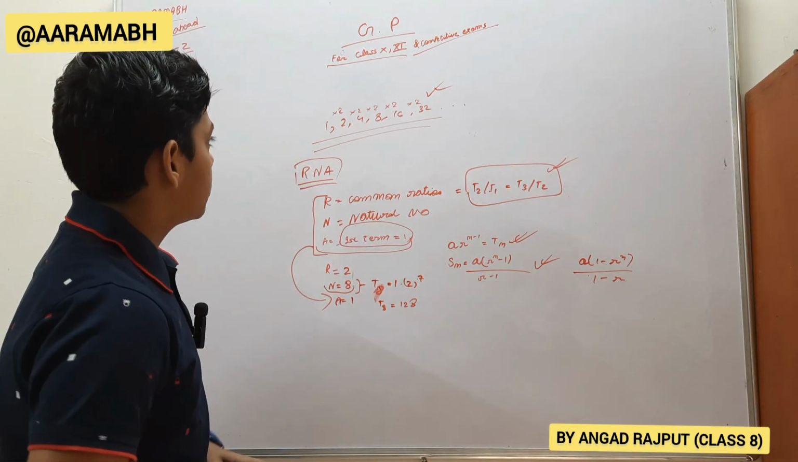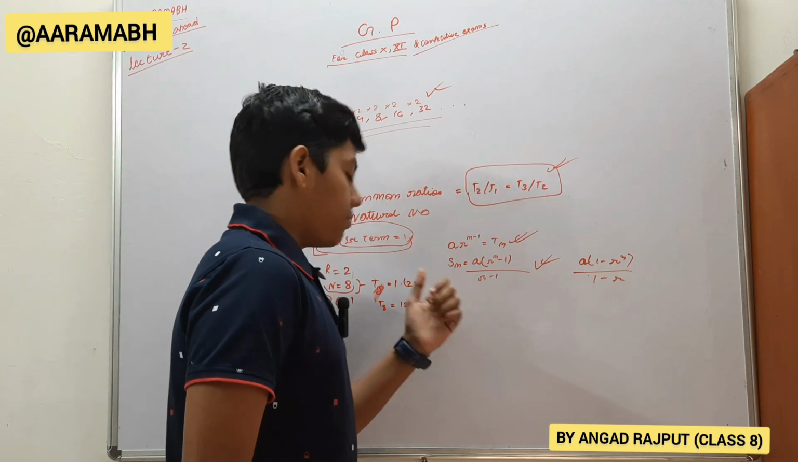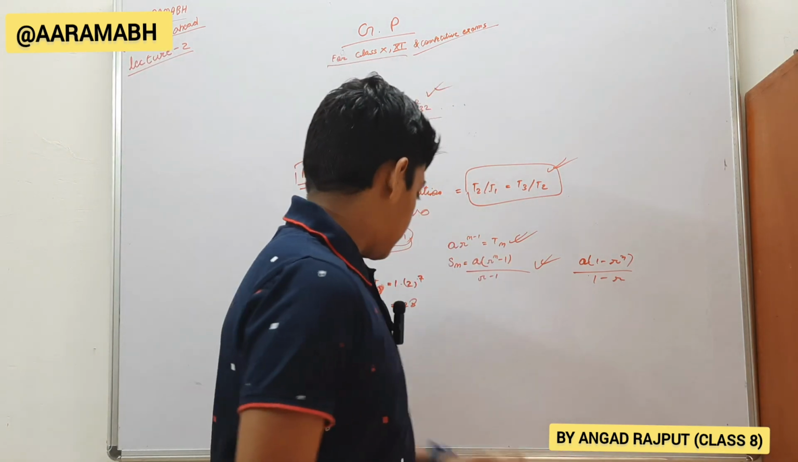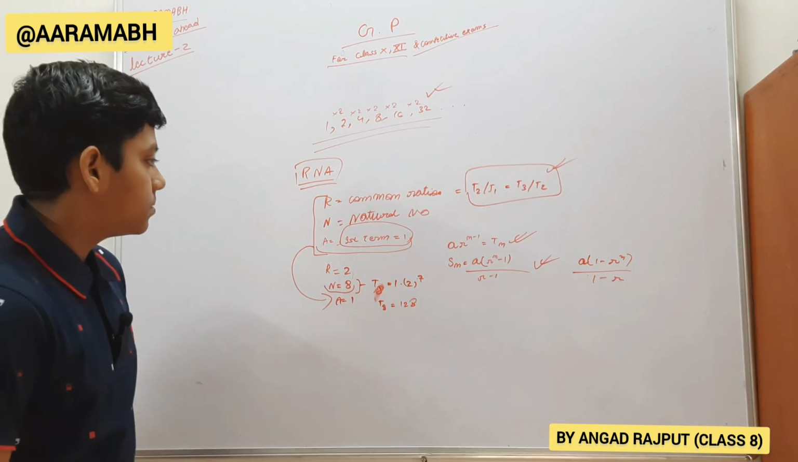Okay, I hope you understand. 2 to the power 7 is 128. So this is our answer. This is our term number 8. I hope you understand this.